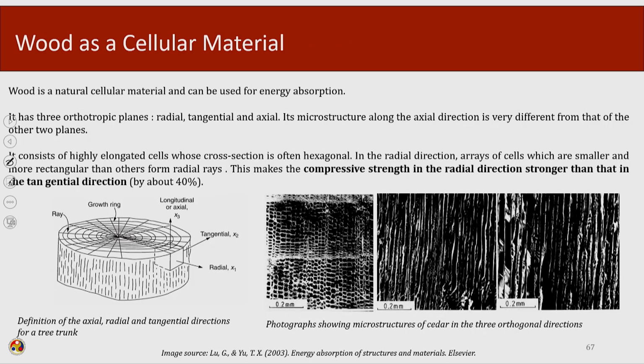Moving ahead, this is the characteristic of wood. Wood is also used as a natural cellular material, and it is also very efficient for energy absorption. It has orthotropic planes, radial, tangential and axial, and its microstructure along the axial direction is very different from that of the other two planes. This is the microstructure of a commonly used wood, cedar, shown here.